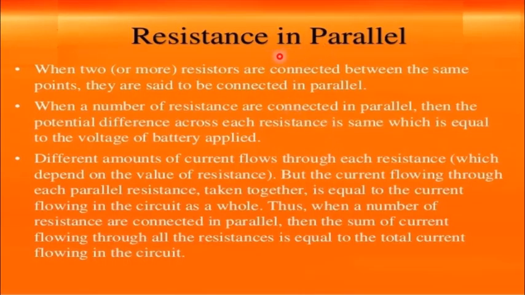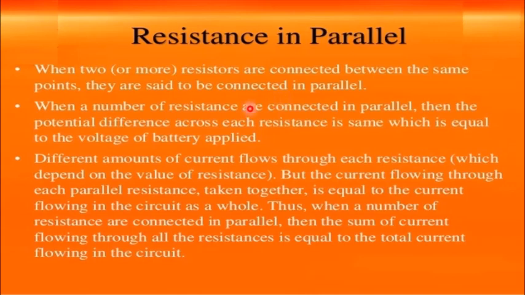Resistance in parallel means there are two or more conductors which are connected between the same points. They are said to be connected in parallel. Now they are not connected in series manner. They are not connected next to each other, but they are connected one below the other. So that is why they are said to be connected in parallel.